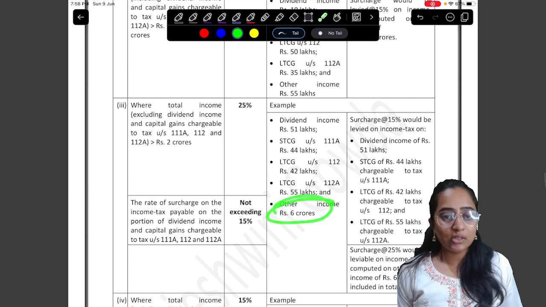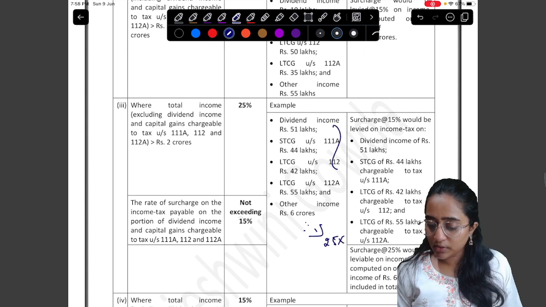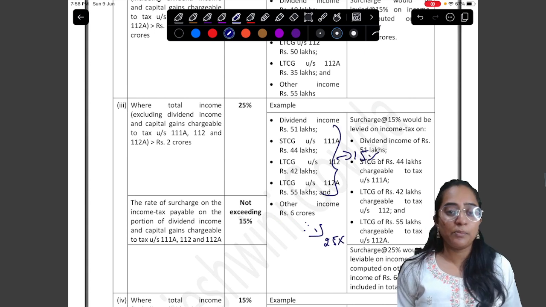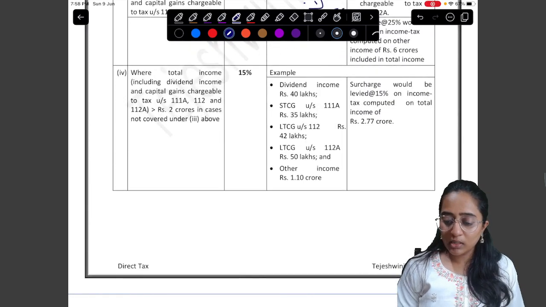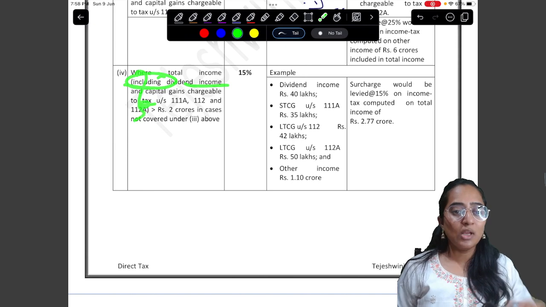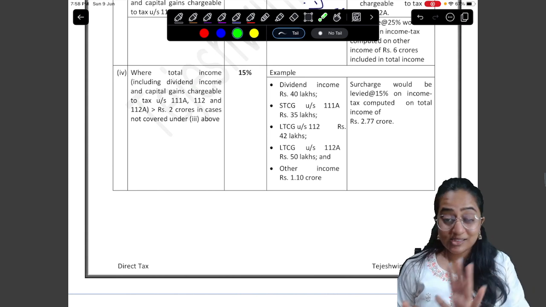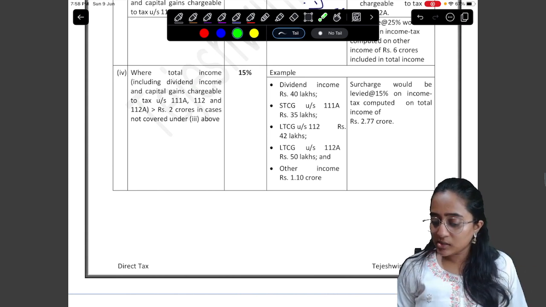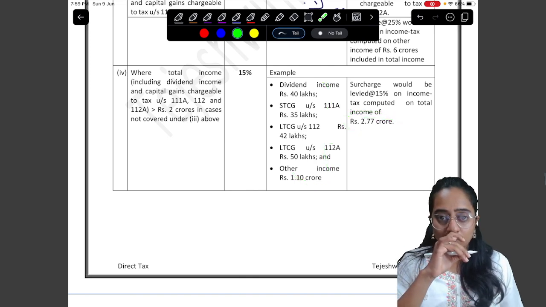Same. See, other income excluding that, for this you are going to charge how much? For this you are going to charge 25%, and for this, whatever you have written, they are going to charge 15%. Simple surcharge. Everyone. Next, where your total income including your dividend income and capital gains is greater than 2 crore in the cases not covered above. See, look into this example. If you consider the total of this one, this is crossing 2 crore, 2.77.